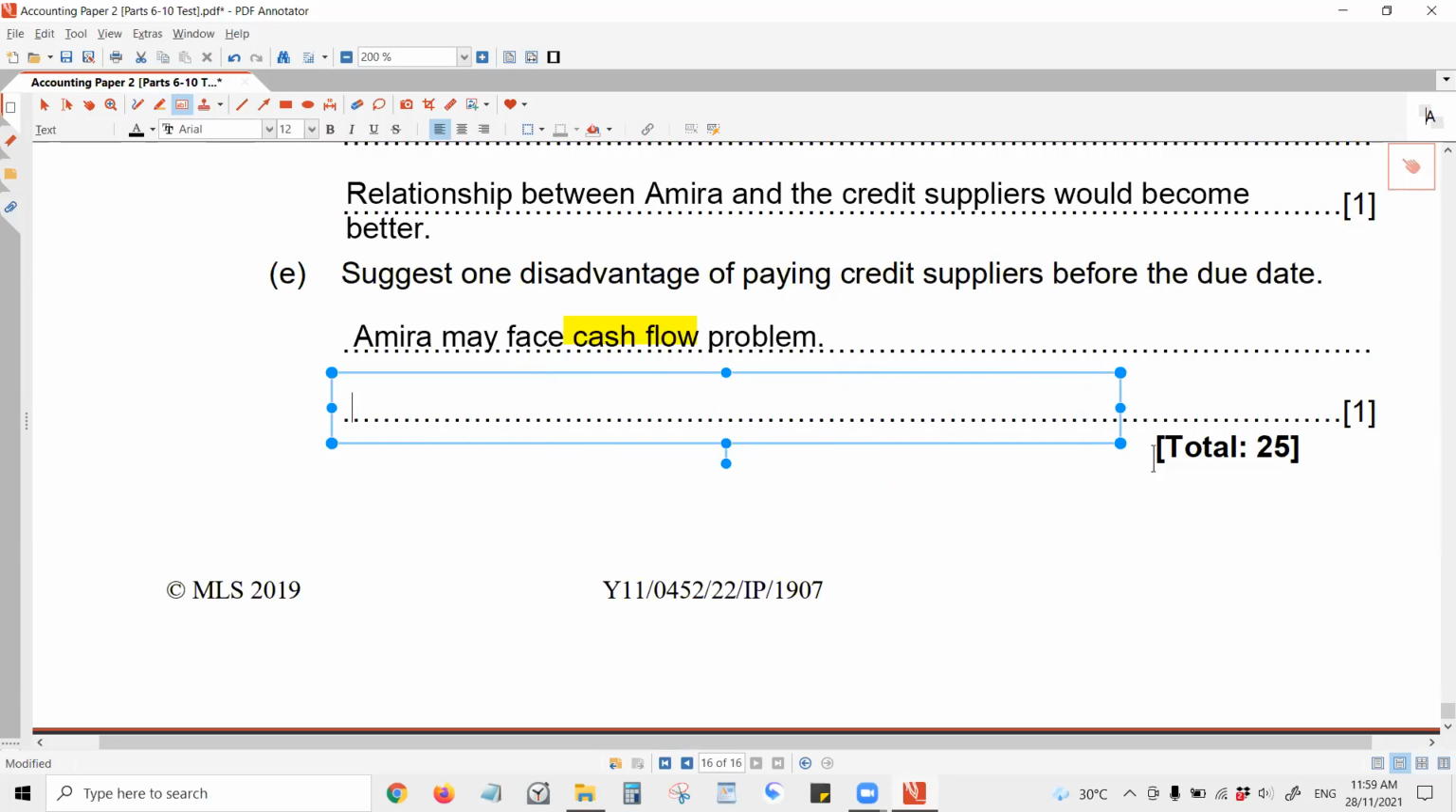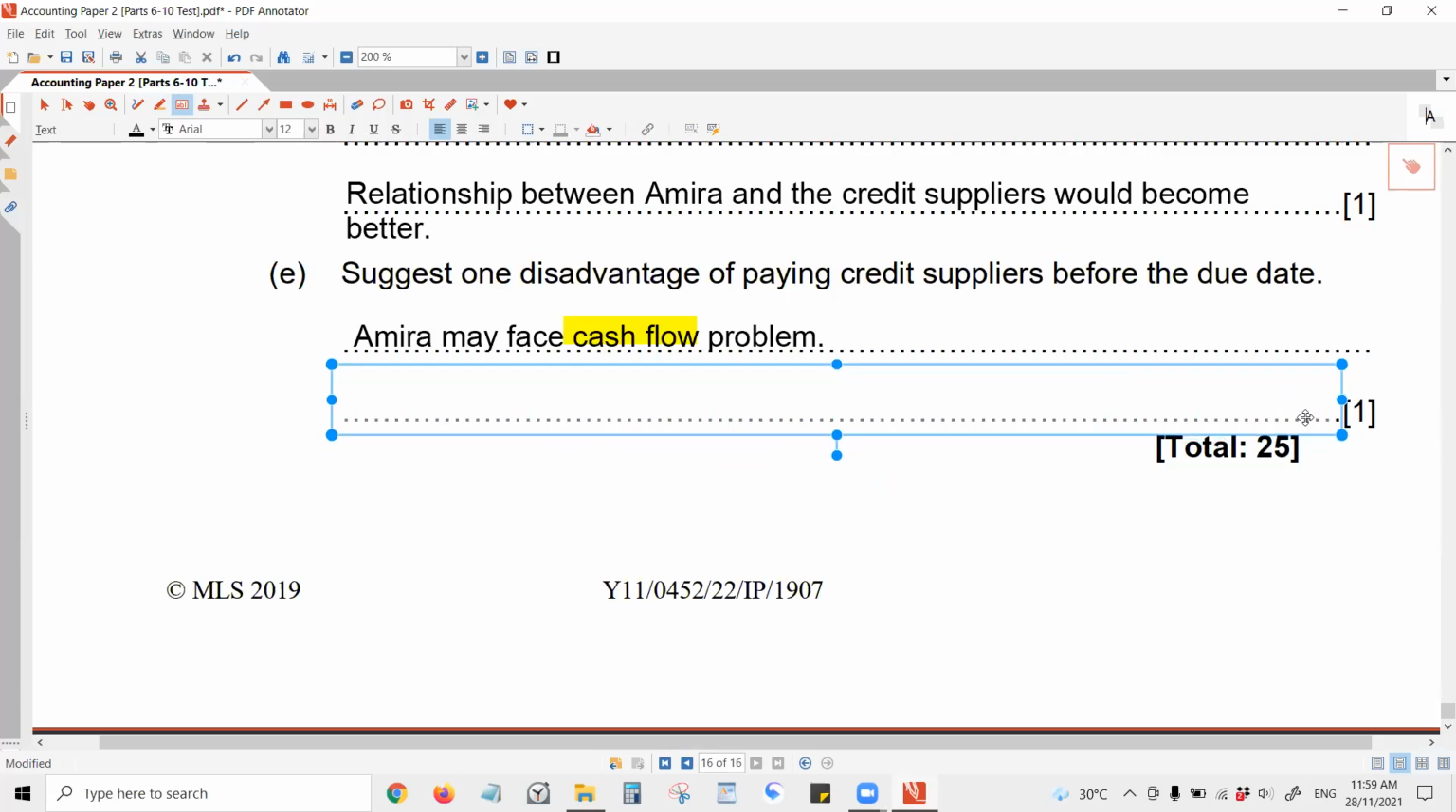Then let me talk about something else. Maybe you want to buy NCA. So when you have cash flow problem, then you may miss the chance of buying certain NCA at a discount maybe. Okay, let me try to phrase it. You copy, one more point I write for you.